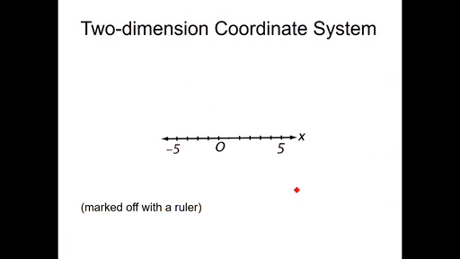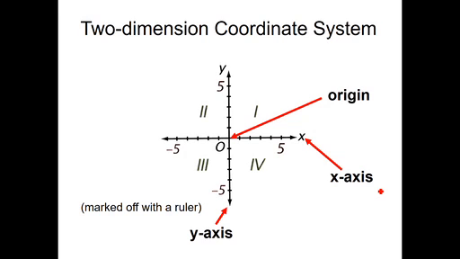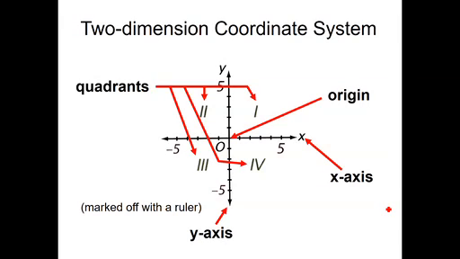So that was a one-dimensional coordinate system. Here now is a two-dimensional one, and we call that horizontal line the x-axis. And there's the origin where it's 0, and now we've added the y-axis. Do you remember what these Roman numerals are for? Those are the quadrants. There are 4 quadrants in a coordinate graph system.